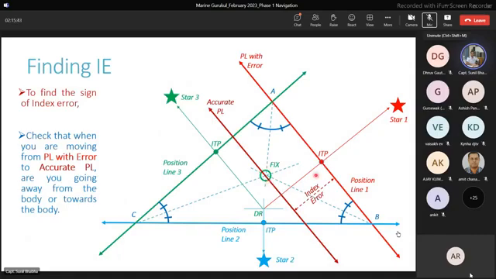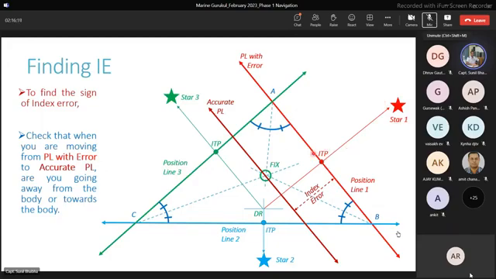So when you are moving from the wrong PL, that is the red color PL, to the accurate PL, that is the maroon color PL, you have to see carefully whether you are going away from the body or you are going towards the body. Which body are we talking about? The celestial body using which the PL was calculated. In our case, this celestial body is the red color star, that is star 1.